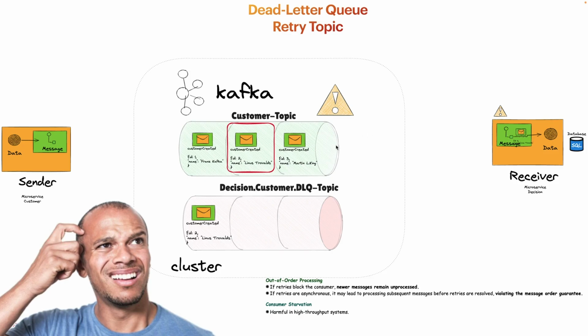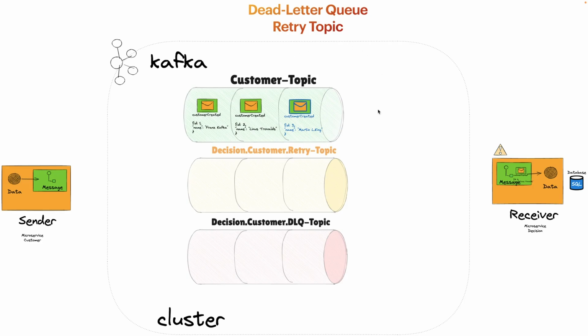How can we improve the solution? Now, let's suppose that we are going to consume the third message, and then we got an exception. Instead of retrying from the original topic, what we are going to do here is send this failed message to a dedicated topic, which is the retry topic. Now, from the retry topic is the place where we start retrying this message that has failed.